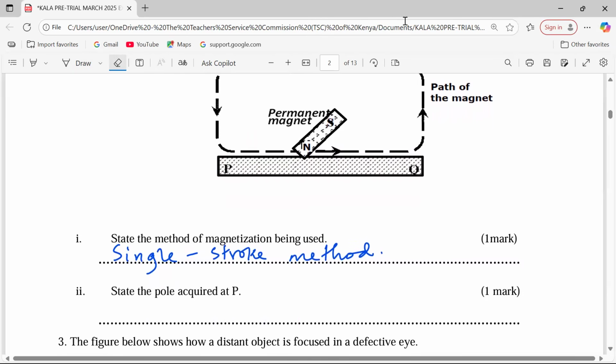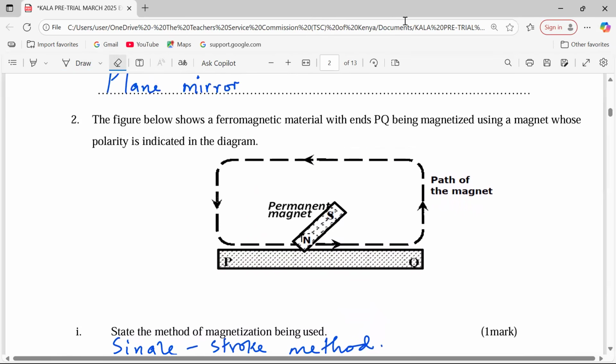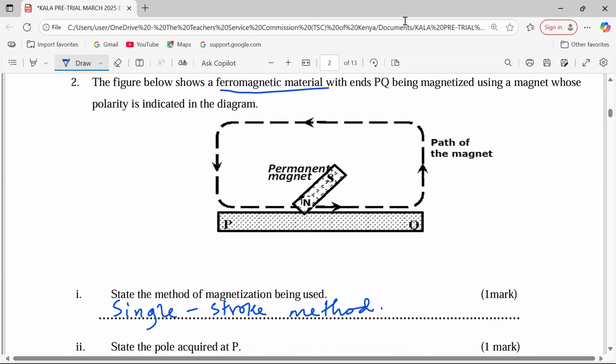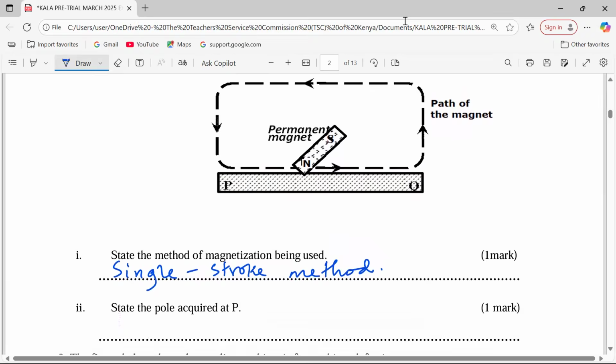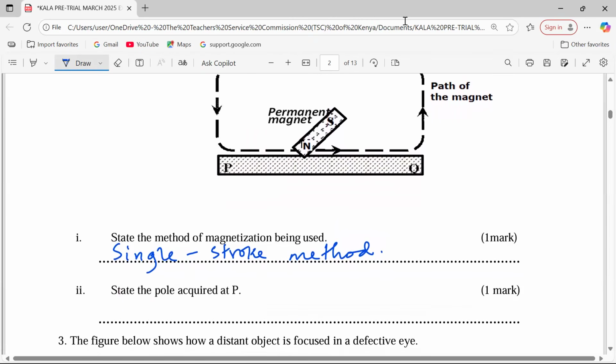It's also good to know that when we say a ferromagnetic material, this is a magnetic material with a very strong attraction to the magnet. Magnetic materials are all attracted to magnets, but there are those materials with a stronger attraction than others. We call them ferromagnetic. All right. State the polarity acquired at P.